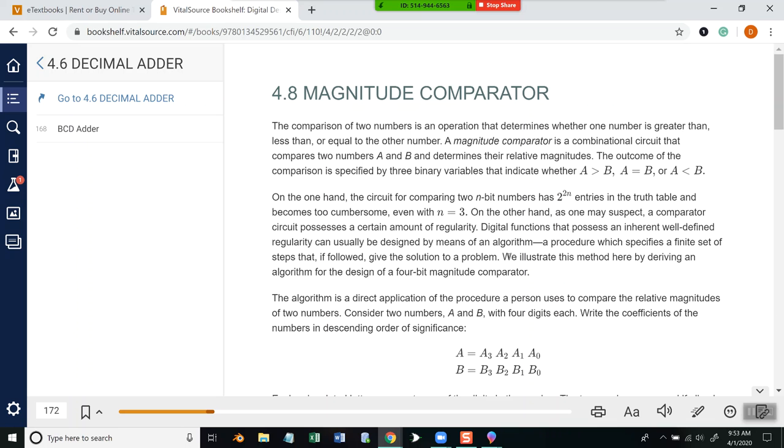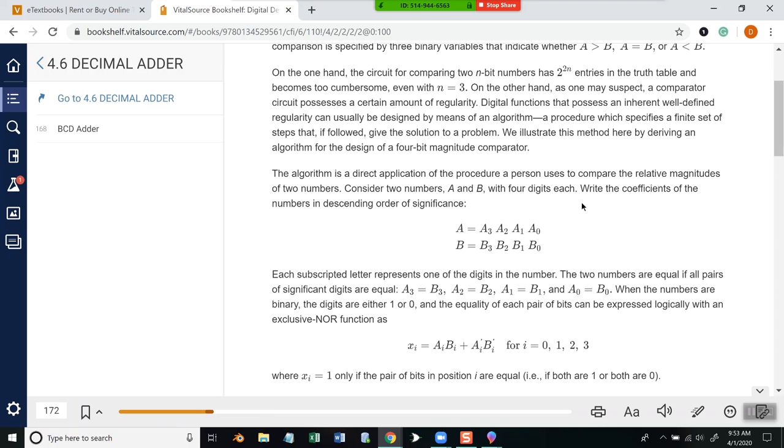On the other hand, as one may suspect, a comparator circuit possesses a certain amount of regularity. Digital functions that possess an inherent well-defined regularity can usually be designed by means of an algorithm, a procedure which specifies a finite set of steps that if followed gives a solution to a problem. So if you can come up with that algorithm, then you can probably program it or put it into a circuit, is what they're indicating. Okay, you've got our two numbers down here, each with 4 digits. So that's what this is talking about.